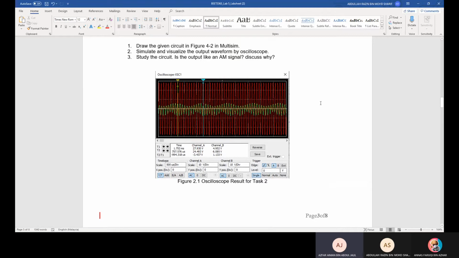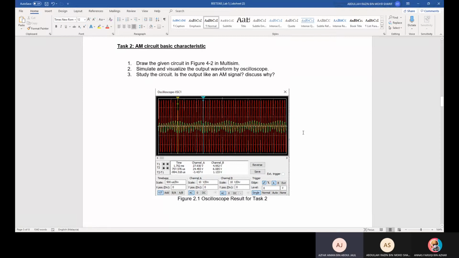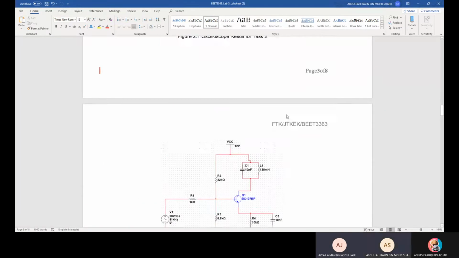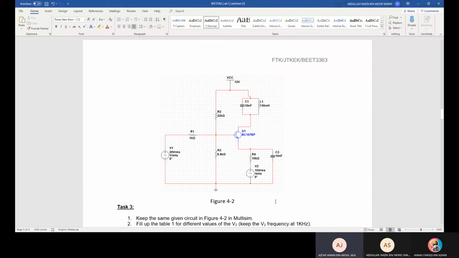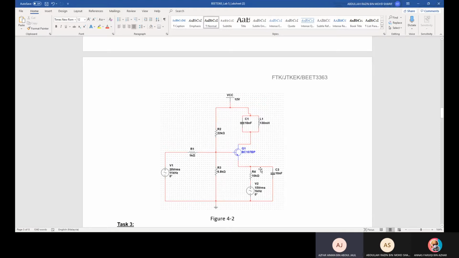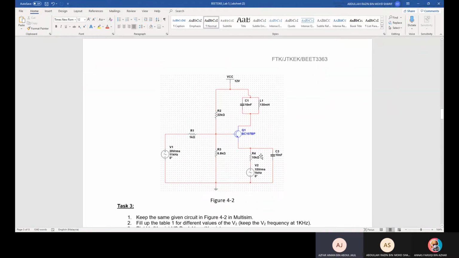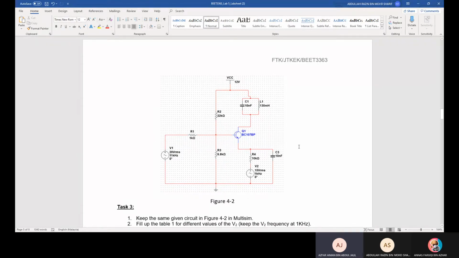Okay, this is our output for task 2. As you can see, sir, the red one is our input, which is a carrier signal, and the green one is the output signal that has been modulated with the carrier and our message signal. So for the circuit, as you can see, sir, there is an extra AC power at the emitter of the transistor, and this functions as the message signal for the circuit, and V1 is a carrier signal to provide a carrier. So both of these are required to provide AM modulation.